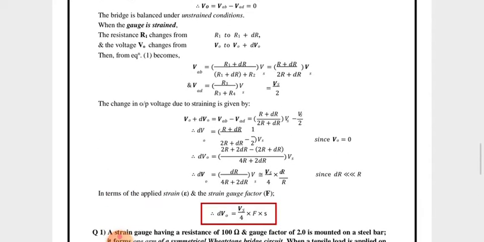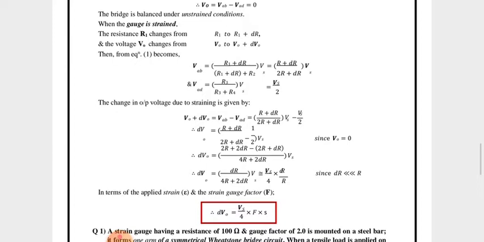Okay, so DVO, since VO equal to 0 we have already considered, DVO equal to R plus DR upon 2R plus DR minus 1 by 2, into Vs. So DVO equal to 2R plus 2DR minus 2R plus DR upon 4R plus 2DR into Vs. Okay, and therefore DVO equal to DR upon 4R plus 2DR into Vs equal to Vs upon 4 into DR by R.